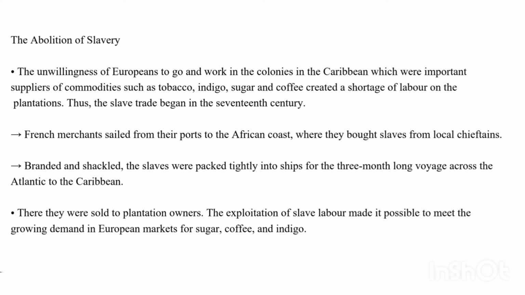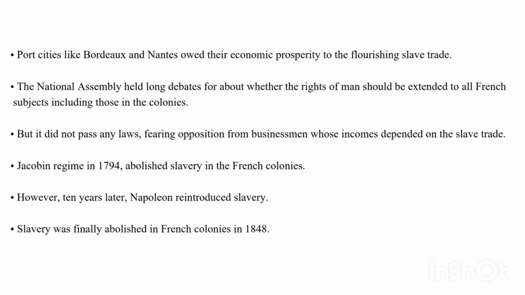French merchants sailed from their ports to the African coast, where they bought slaves from local chieftains. Branded and shackled, the slaves were packed tightly into ships for the 3-month-long voyage across the Atlantic to the Caribbean. There they were sold to plantation owners. The exploitation of slave labor made it possible to meet the growing demand in European markets for sugar, coffee, and indigo. Port cities like Bordeaux and Nantes owed their economic prosperity to the flourishing slave trade.